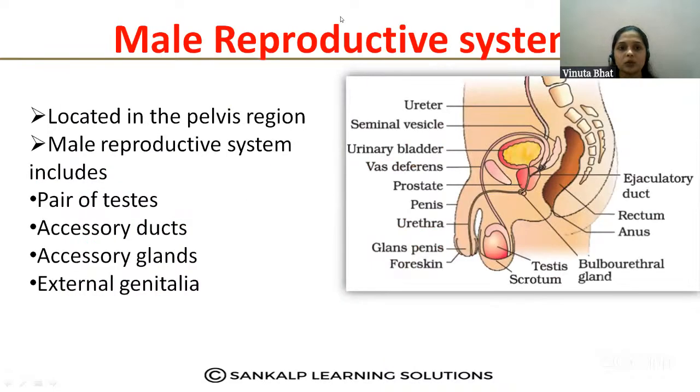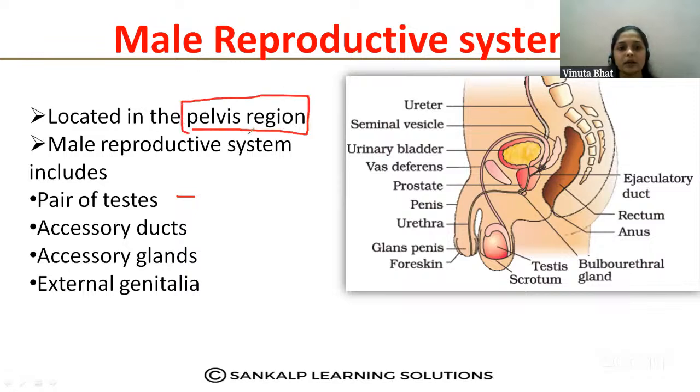Okay, so the male reproductive system mainly includes the primary sex organs and the accessory ducts and glands. Where is it located? The male reproductive system is located in the pelvis region.